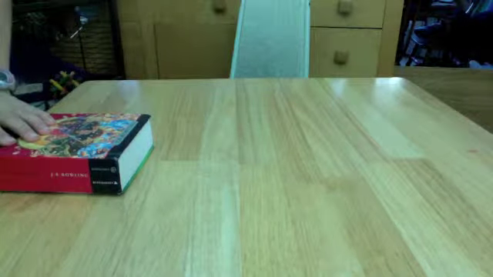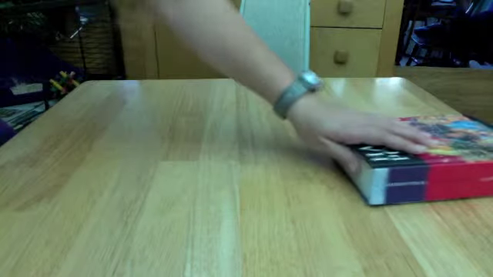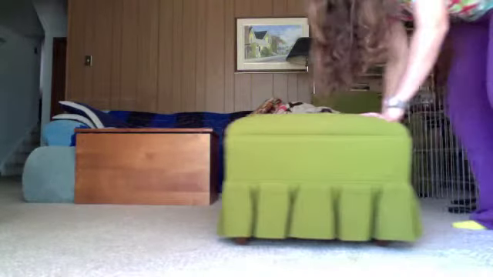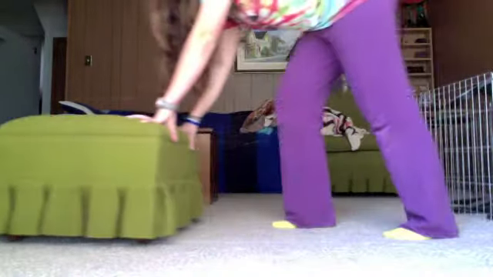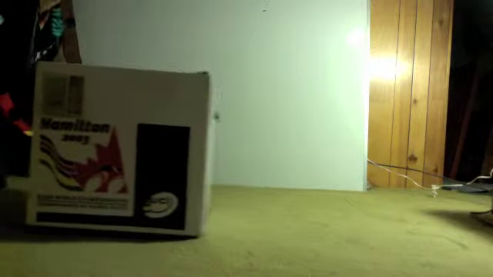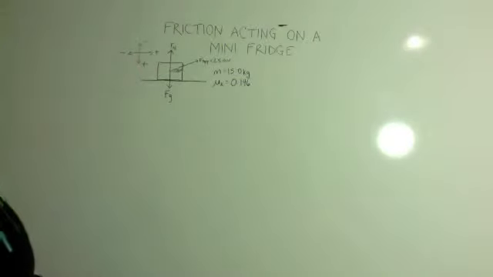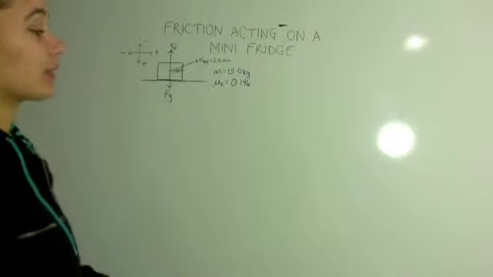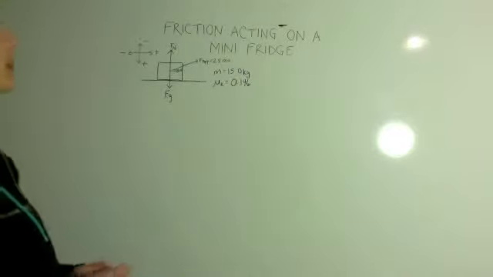Friction is everywhere. We have already discussed the example of sliding a book across a table, but you can also measure the force of friction when sliding a stool across the carpet, or even as a bunny jumps across the floor. But right now, let's examine the forces as a mini fridge is pushed along. So now we're going to solve to find the force of friction that was acting on the fridge as it was pushed across the carpet.